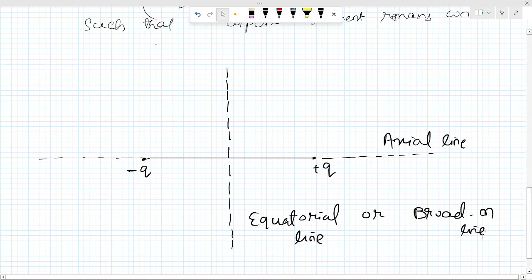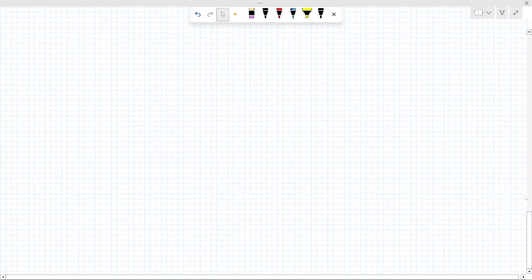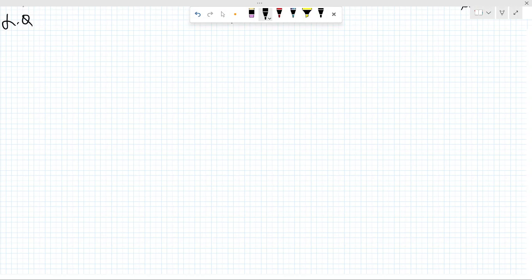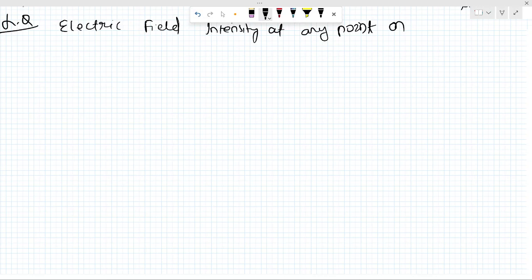Okay, let's move forward. A very important long question comes here: electric field intensity at any point on the axial line of an electric dipole. Let's derive this.